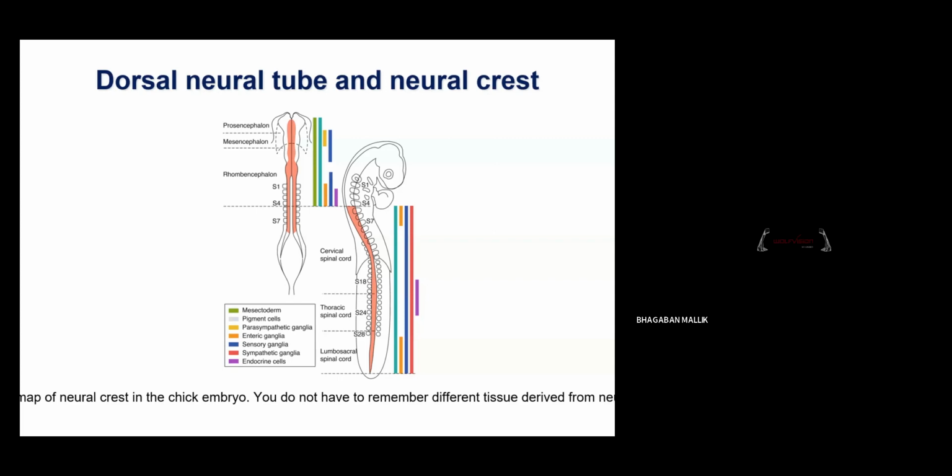So those are actually generated from these multipotent stem cells, which are the neural crest cells. Again, you don't have to remember all these things which are mentioned in this slide. Okay, so this is how the dorso-ventral patterning happens during development of the embryo.